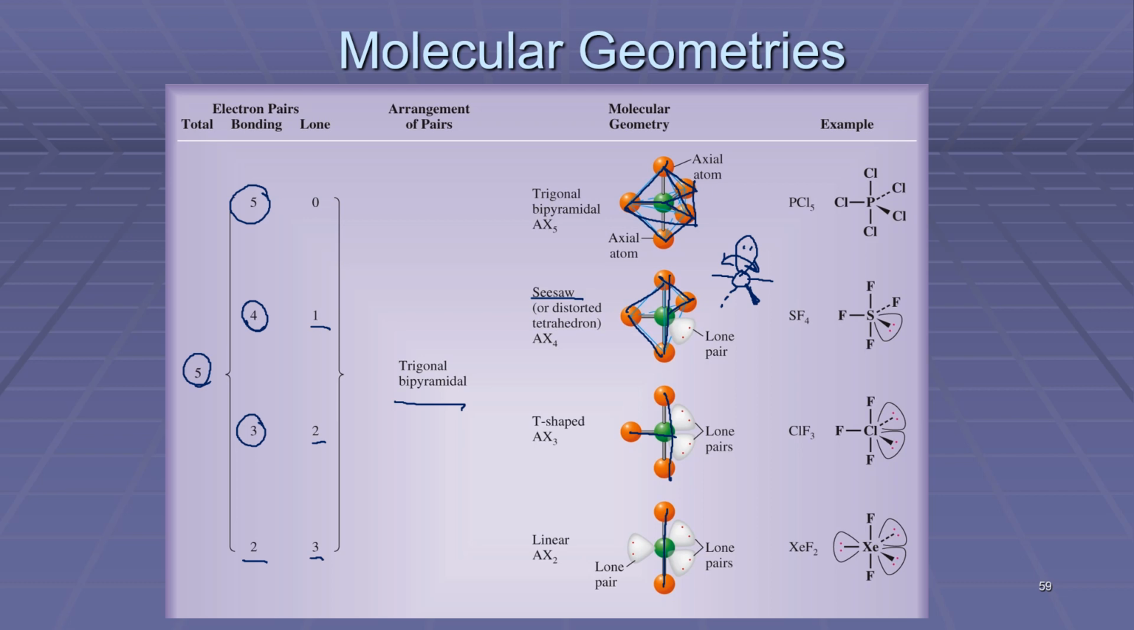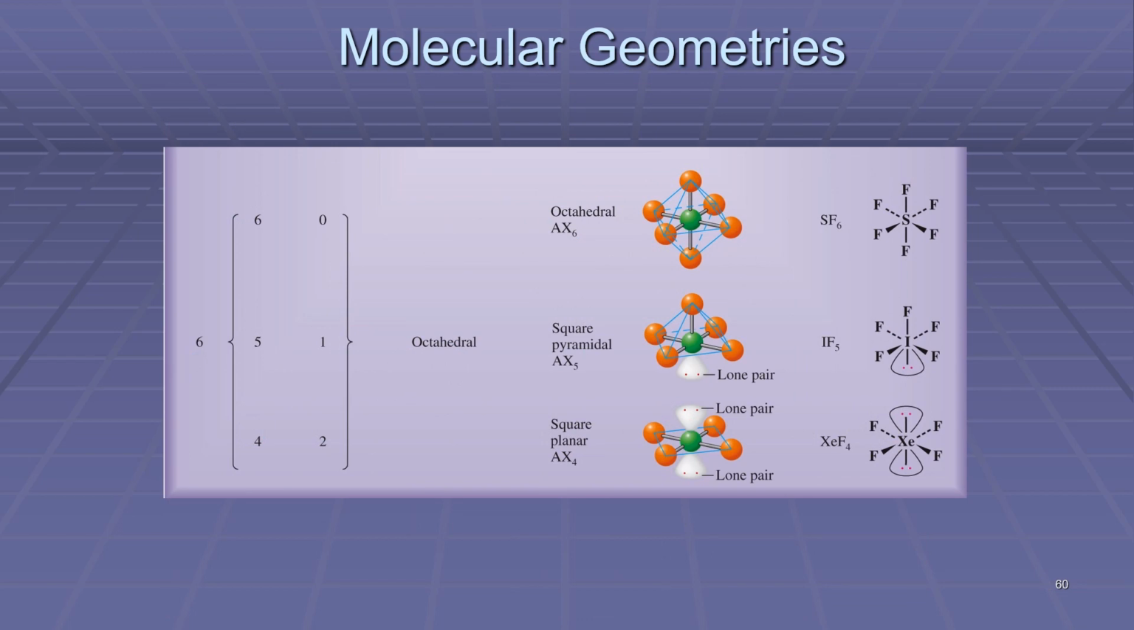So again, what's the domain shape for 5? Trigonal bipyramidal. But then we drill down, and depending on how many lone pairs and how many bonds we have, we come to the other shapes here. And then finally, we've got the 6.